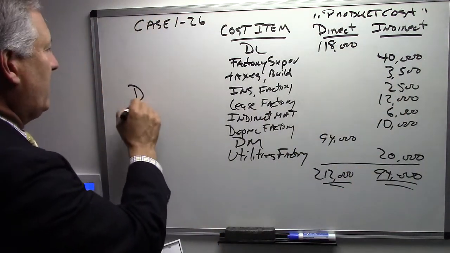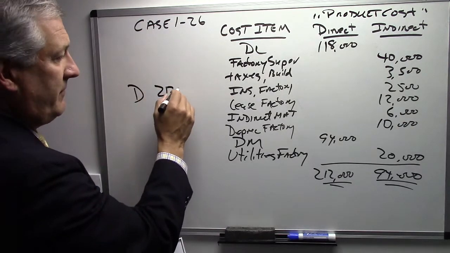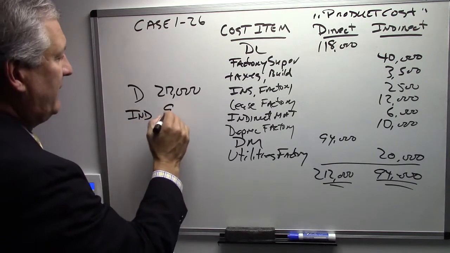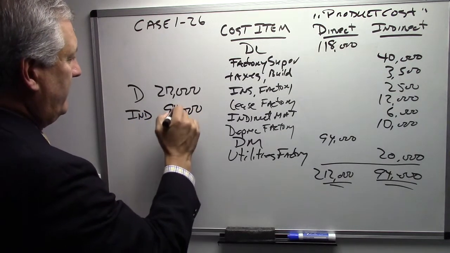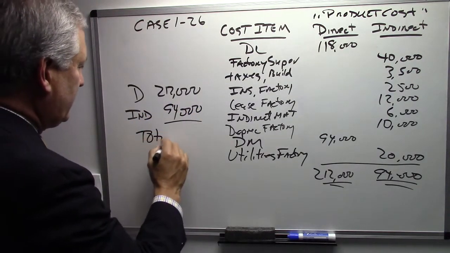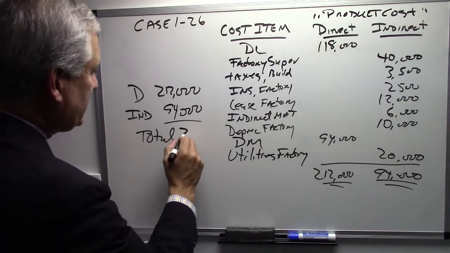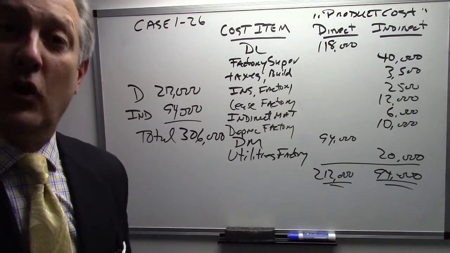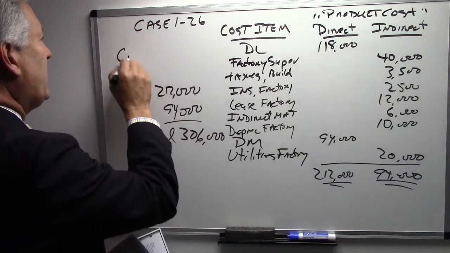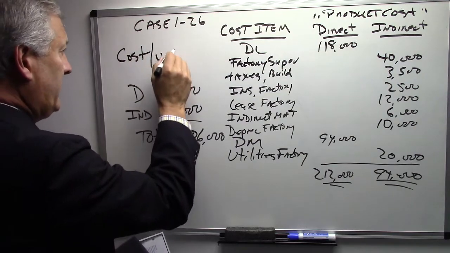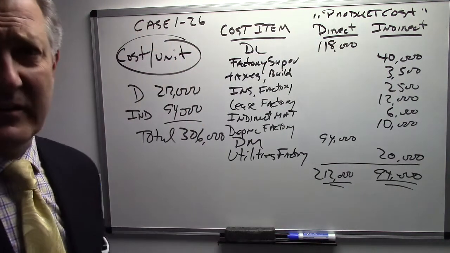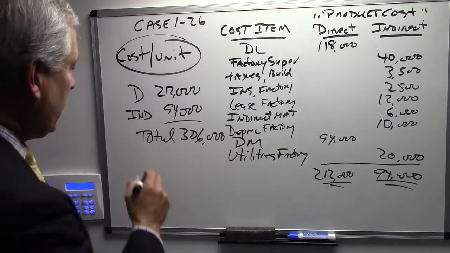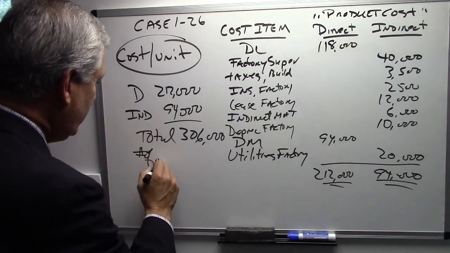So I have direct costs here of $212,000. I have indirect costs of $94,000. So I've got a total cost of how much? $306,000. And product cost per unit. That's what they're asking you here, cost per unit. We're going to see that again this semester, cost per unit. The cost per unit is going to be total cost divided by the number of units.